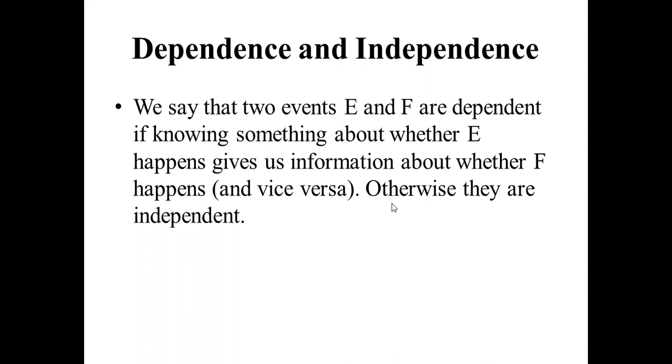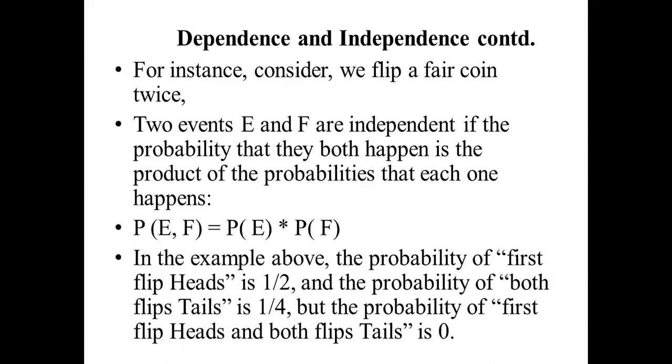So here we say that two events E and F are dependent if knowing something about whether E happens gives us information about whether F happens, or vice versa. Okay, it means that based on the occurrence of E, if we can predict for F, then we can say that these two events are dependent, or vice versa. Based on the occurrence of F, if we can give some information about E, then we can say that these two events are dependent. And if we cannot give some information about the next event, then we can say that these two events are independent.